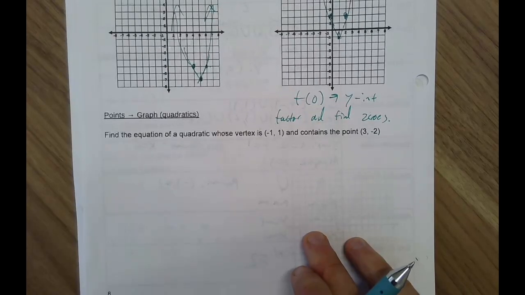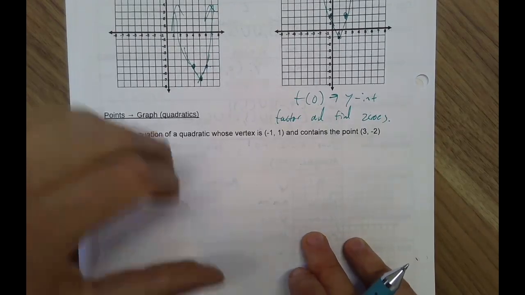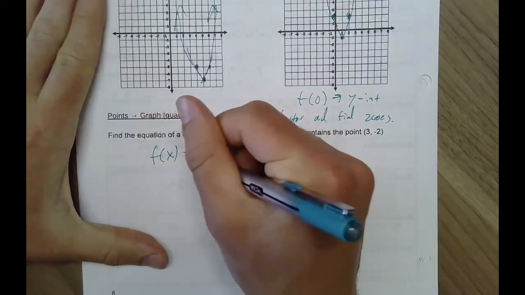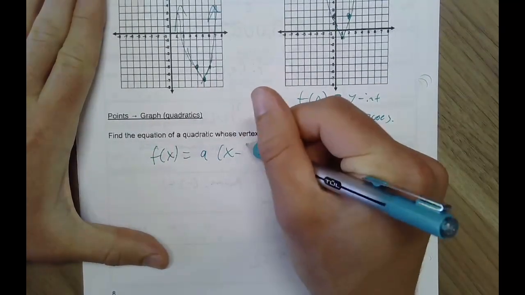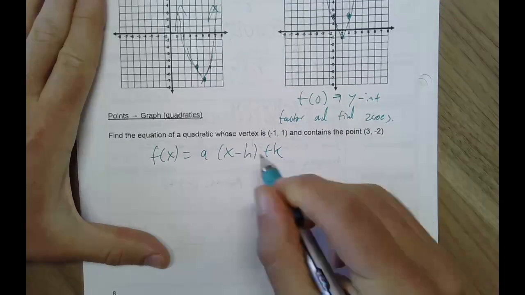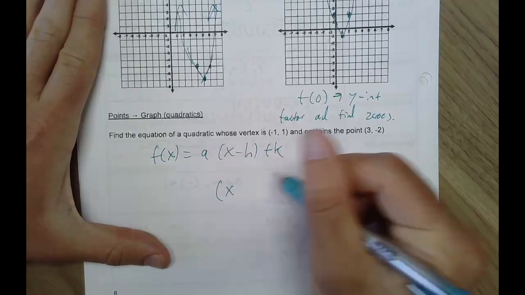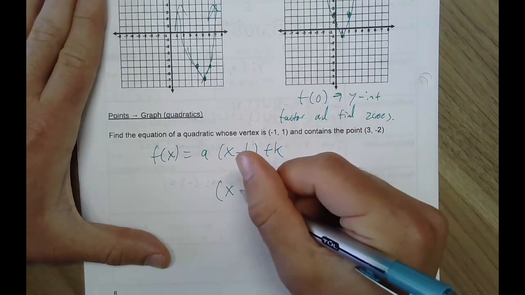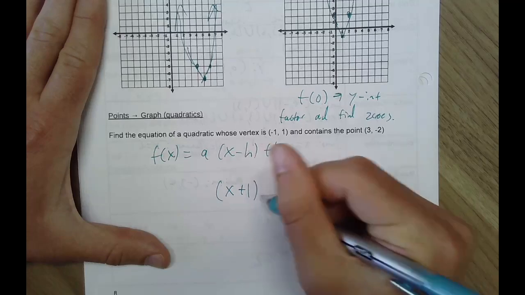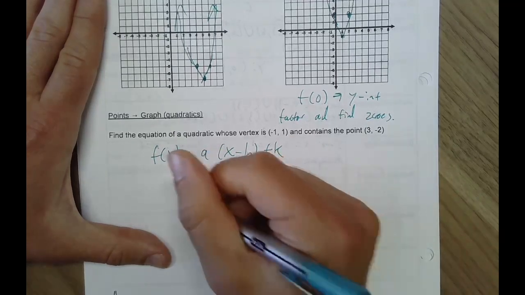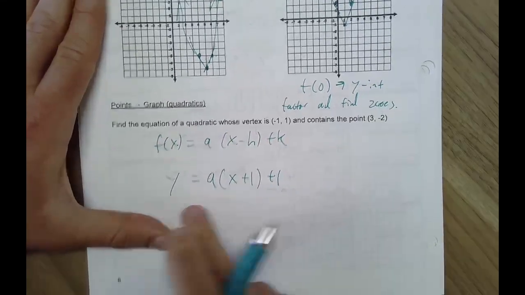Find the equation of a quadratic whose vertex is -1, 1, and contains the point 3, -2. So, back to that equation above, f of x equals a times x minus h plus k. We know the h and we know the k. So we know that it's going to be x plus 1 plus 1. We don't know the a, but we do know the y and the x.